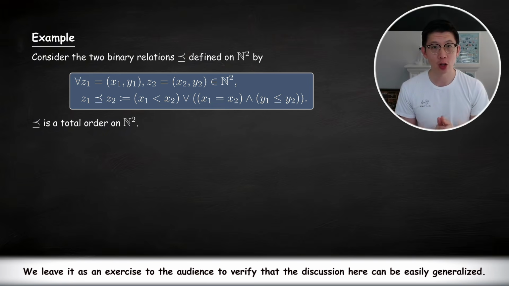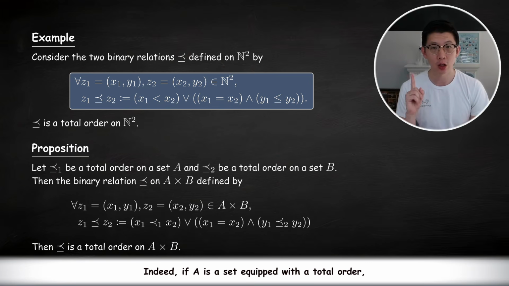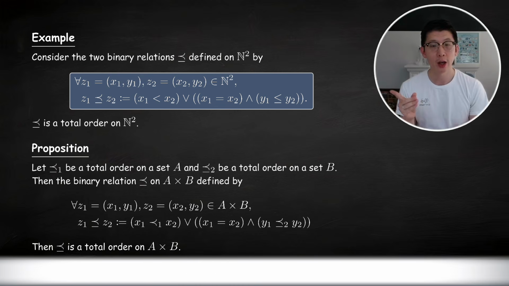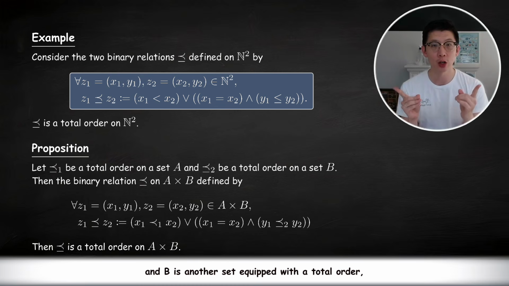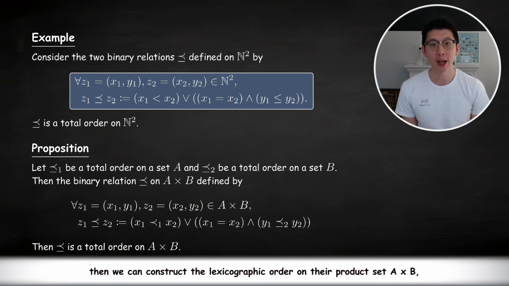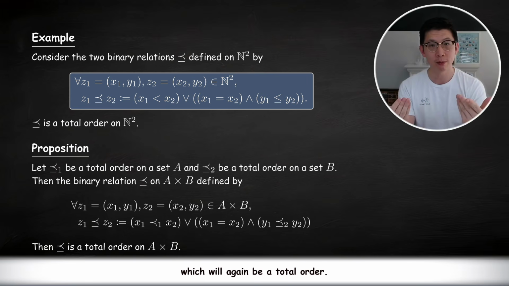We leave it as an exercise to the audience to verify that the discussion here can be easily generalized. Indeed, if A is a set equipped with a total order, and B is another set equipped with a total order, then we can construct the lexicographic order on their product set A × B, which will again be a total order.